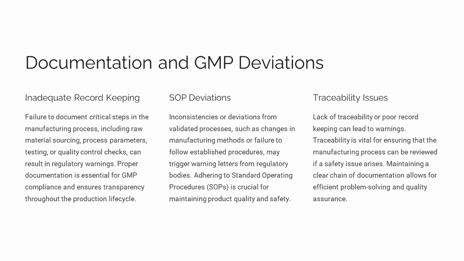Lack of traceability or poor record keeping can lead to warnings. Traceability is vital for ensuring that the manufacturing process can be reviewed if a safety issue arises. Proper record keeping allows for efficient problem-solving and quality assurance.